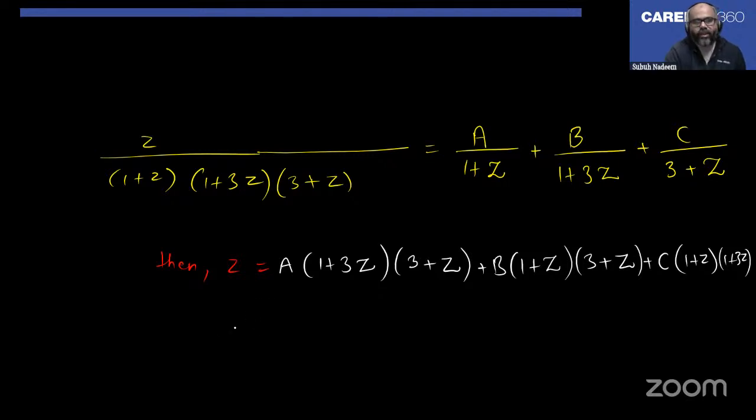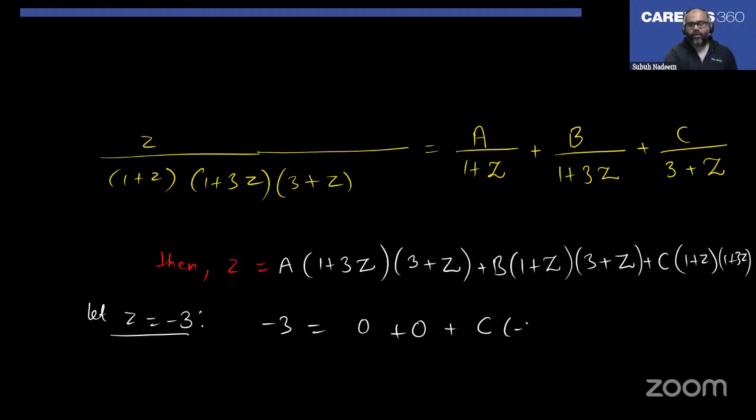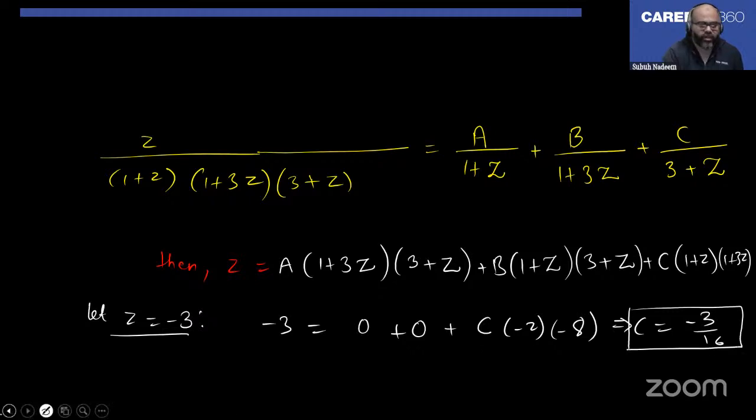Now, if we put z is equal to, suppose, minus 3. So what will happen? This will become minus 3. This will become 0. This will also become 0. And here it will become c into 1 minus 3 is minus 2, and 1 minus 9 it will become minus 8. So it will become c is equal to minus 3 by 16. So this is c.